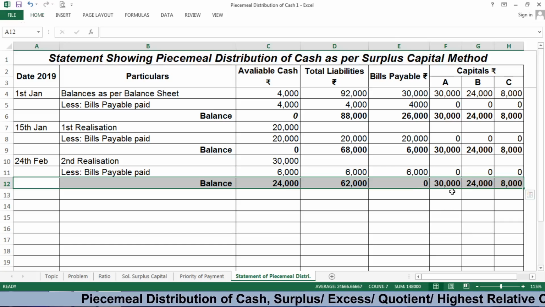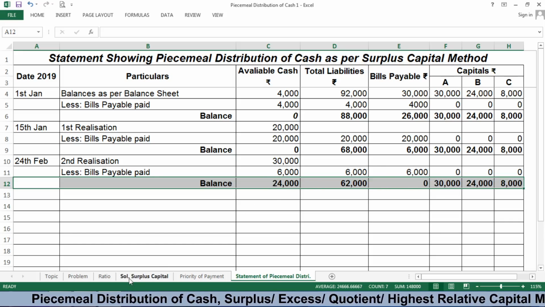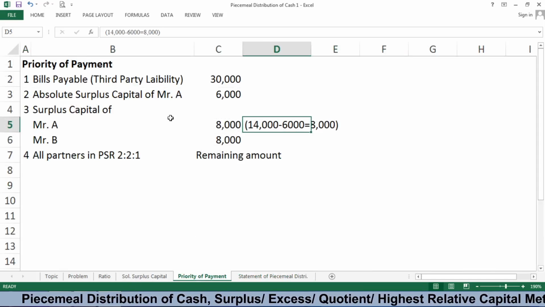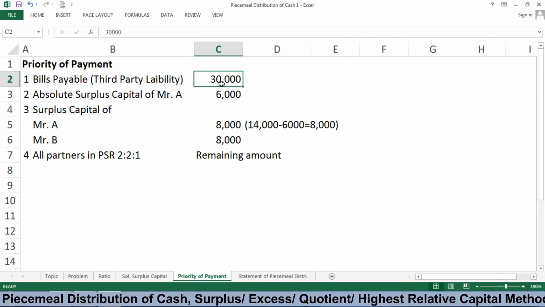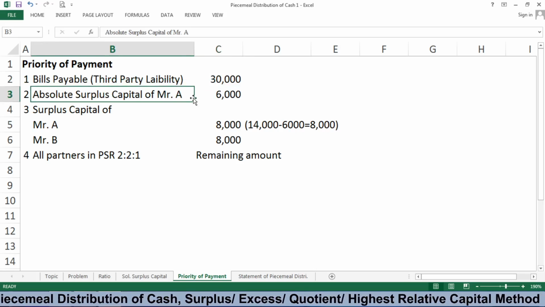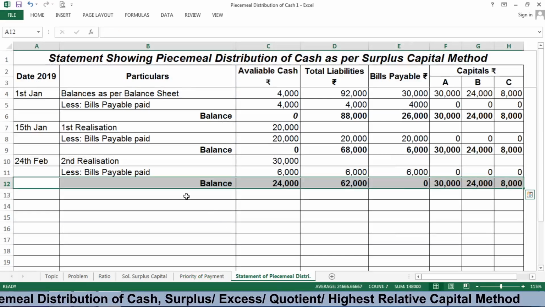Our capital balances are as they are. Now we have 24,000 and we paid the third party liabilities fully. Now it is nil. So we can use this amount for the priority of payment. As per the priority of payment, the first number was bills payable, which is already nil. Now we can pay to Mr. A his absolute surplus.